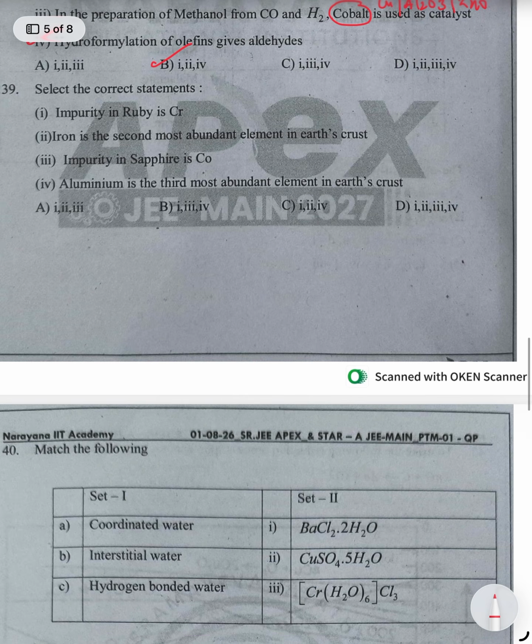Next, select the correct statements. Impurity in ruby is chromium, right? So this is correct statement. Next, iron is the second most abundant element in the earth crust, not iron. Oxygen is the second most abundant element in the earth crust. So wrong statement. That is impurity in sapphire is cobalt. Yes, this is correct statement only. Aluminum is the third most abundant element in the earth crust. Yes, 1, 3, 4. That is option B is right.